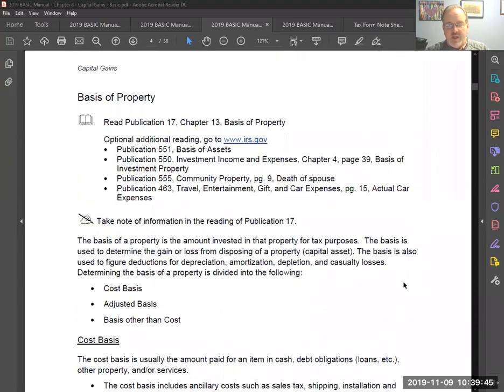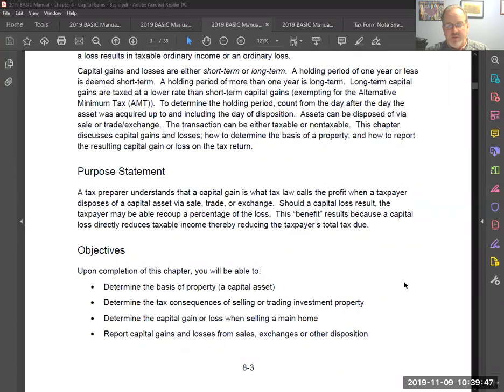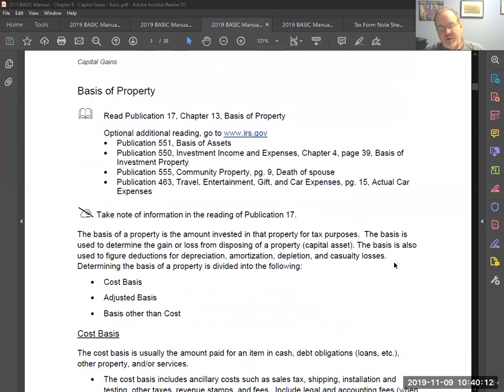As you see down here with the objectives, we've got to determine the basis of the property, a capital asset, again, fair market value, all that is something that we owned. What is the value of it? Okay? We're going to determine the tax consequences of selling or trading investment property. We're going to talk about capital gain or loss when we sell our home. And then how do we report all this on the tax return?